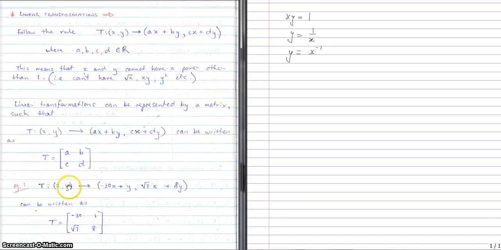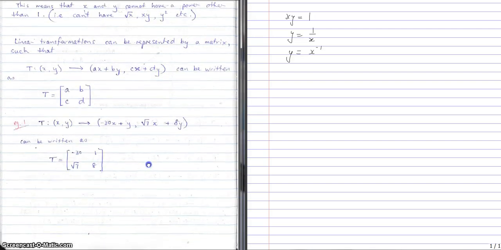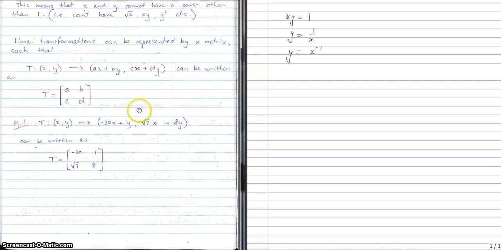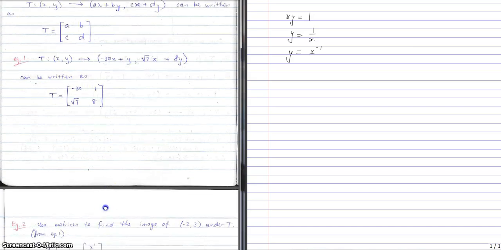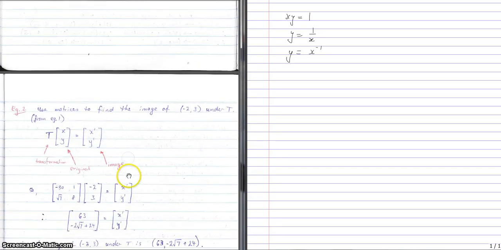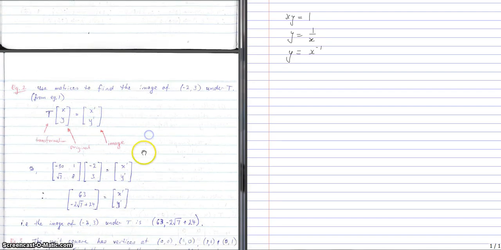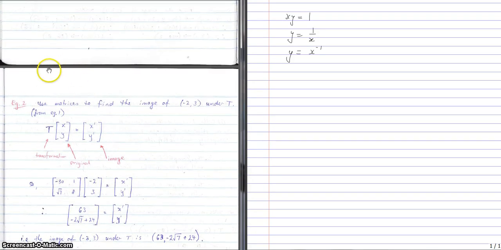Okay, so let's have a look at an example. Transformation T, where (x, y) maps onto (negative 30x plus y, root 7x plus 8y), can be written as T equals [negative 30, 1; root 7, 8], okay, because the coefficient of y is 1. All right, so that's just being able to write it in matrix format. So let's have a look.